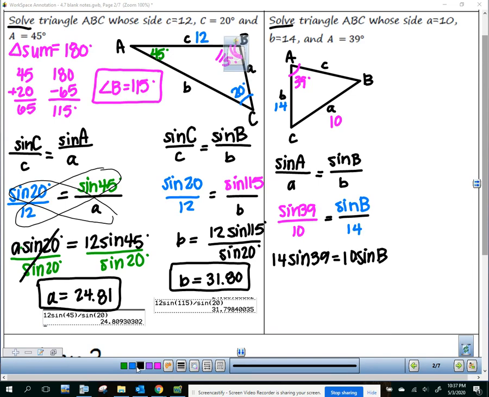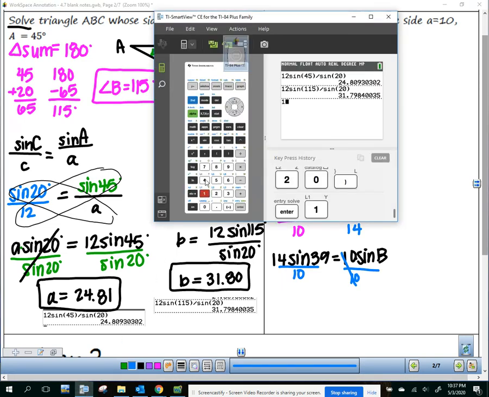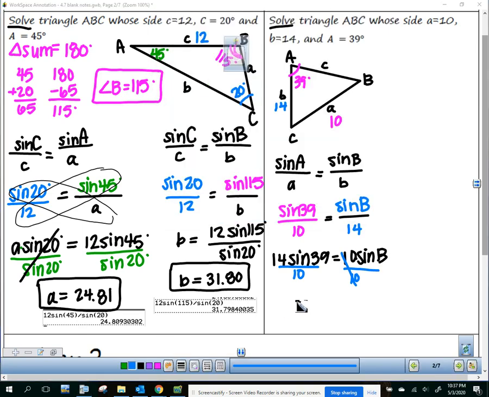So when I divide over the 10, I'm going to enter this into the calculator. 14 sine of 39 divided by 10. Now, for the sake of what I'm writing, I'm going to give a rounded answer, but I'm not going to delete this from the calculator because I want to use the actual number. So I'm going to say 0.88 for writing it down is sine of B.